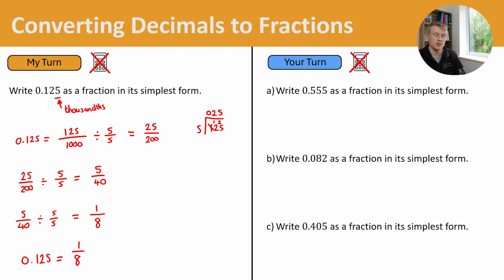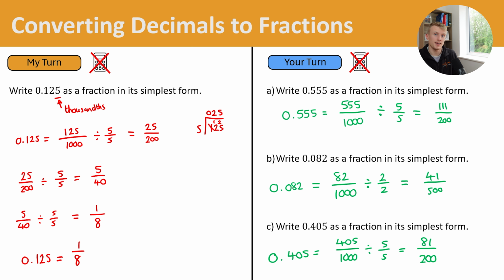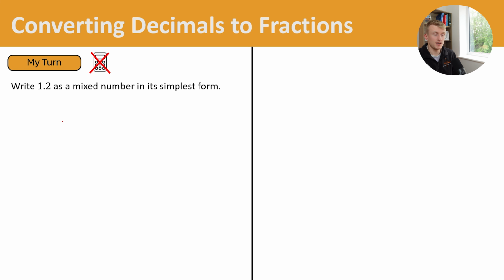Pause the video and give these questions a go. Your answers will be on screen in a second. You can now check what you got against the answers that are on the screen. Our next example says write 1.2 as a mixed number in its simplest form. I can think of 1.2 as 1 add 0.2. And because I want it as a mixed number, I'm going to keep this whole number part, and I'm just going to change my 0.2 into a fraction.